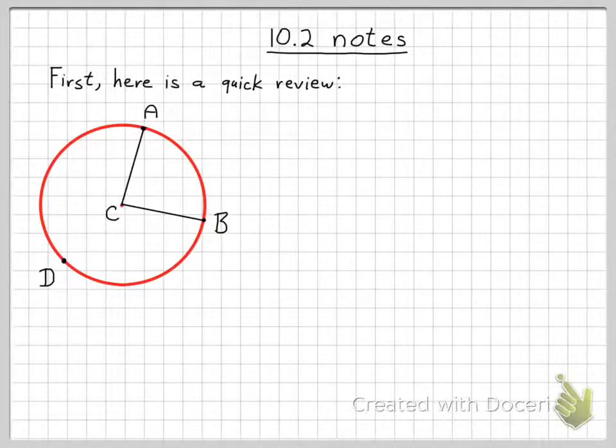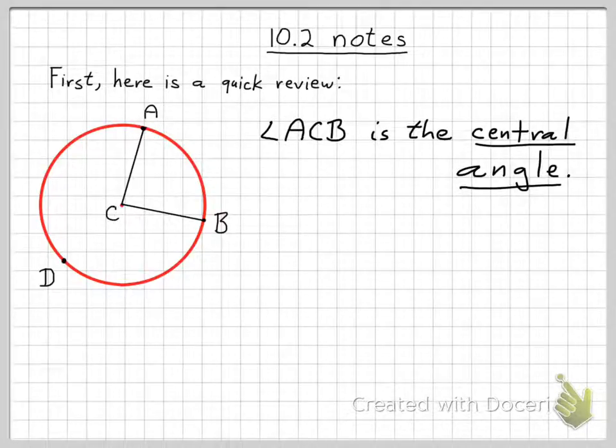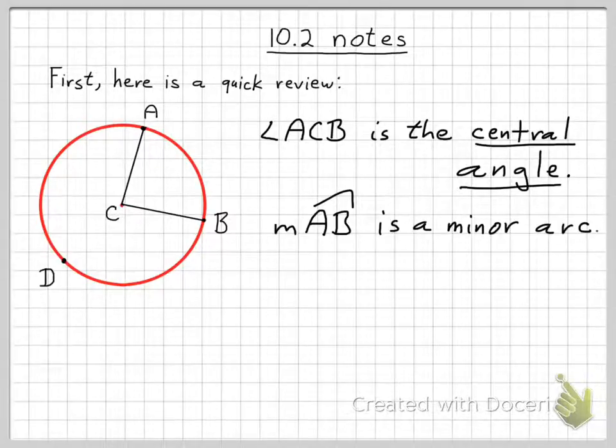And so if we have this circle, angle ACB, as you might recall, is called the central angle. So this angle right here is called the central angle because the vertex of that angle is at the center of the circle. And then the measure of arc AB is a minor arc, right? This is a minor arc because it's less than 180 degrees in measure. It's less than half of a circle. If it's less than half of a circle, it's a minor arc.